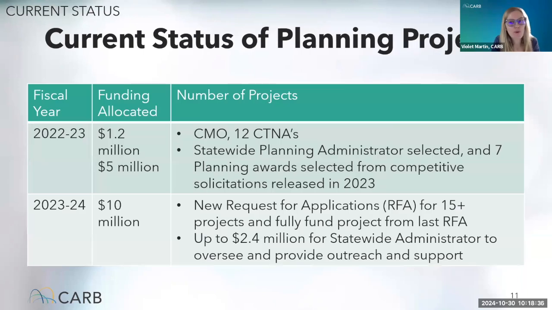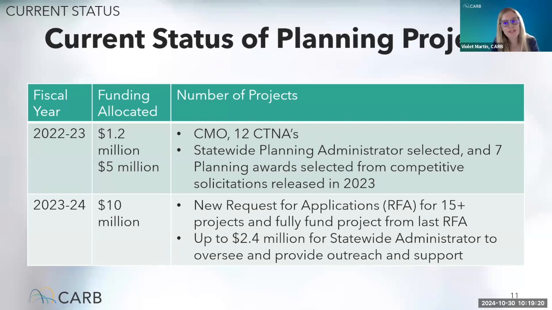In fiscal year 22-23, CARB allocated $1.2 million for 12 community transportation needs assessments through CMO. And the same year, we also began a dedicated planning capacity building funding opportunity with an initial $5 million. CARB released a joint competitive request for applications, or RFA, for planning, clean mobility in schools and STEP applications, in which CARB awarded 7 planning grants. At the same time, CARB released a competitive solicitation for a statewide planning capacity building project administrator to oversee the planning grants and provide implementation support to the planning, CMIS, and STEP grants selected from the 22-23 joint RFA.